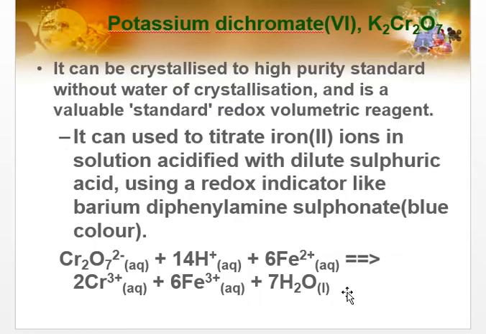Potassium dichromate can be crystallized to high purity standard without water of crystallization, and is a valuable standard redox volumetric reagent. It can be used to titrate iron 2 ions in solution acidified with dilute sulfuric acid using a redox indicator like barium diphenylamine sulfonate, blue color.